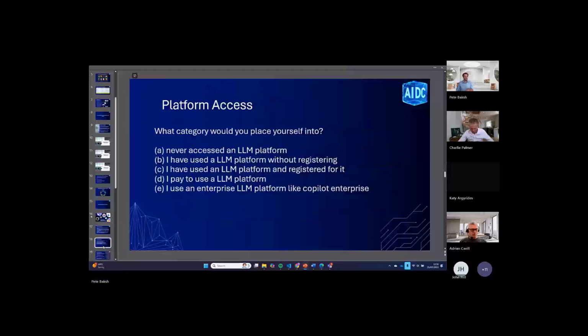I'm curious, with the audience that we have, what you would put yourself into. If you just literally put a letter in the chat, have you never used one of these platforms before? The data suggests there's still a section of society that hasn't. Have you used the platform without registering for it, in terms of you're quite concerned, you don't want to give your details? You've used the platform, but you've registered it, you pay for it, or you have a full-on enterprise license?